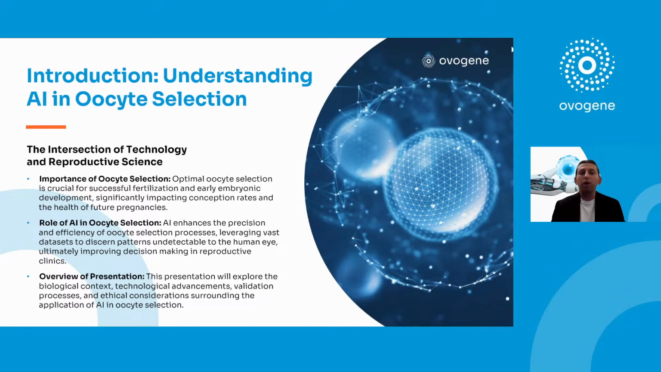This is the part we should understand. We established a data set which has patterns, undetectable by the human eye, of some components in the oocyte, as a mathematical algorithm and measurement, which is very important for reproductive clinics. In this presentation, we will focus on different biological concepts, contexts, technologies, and advanced ways to validate the AI, the ethical considerations, why and how we should use AI, and also the application of AI in oocyte selection.